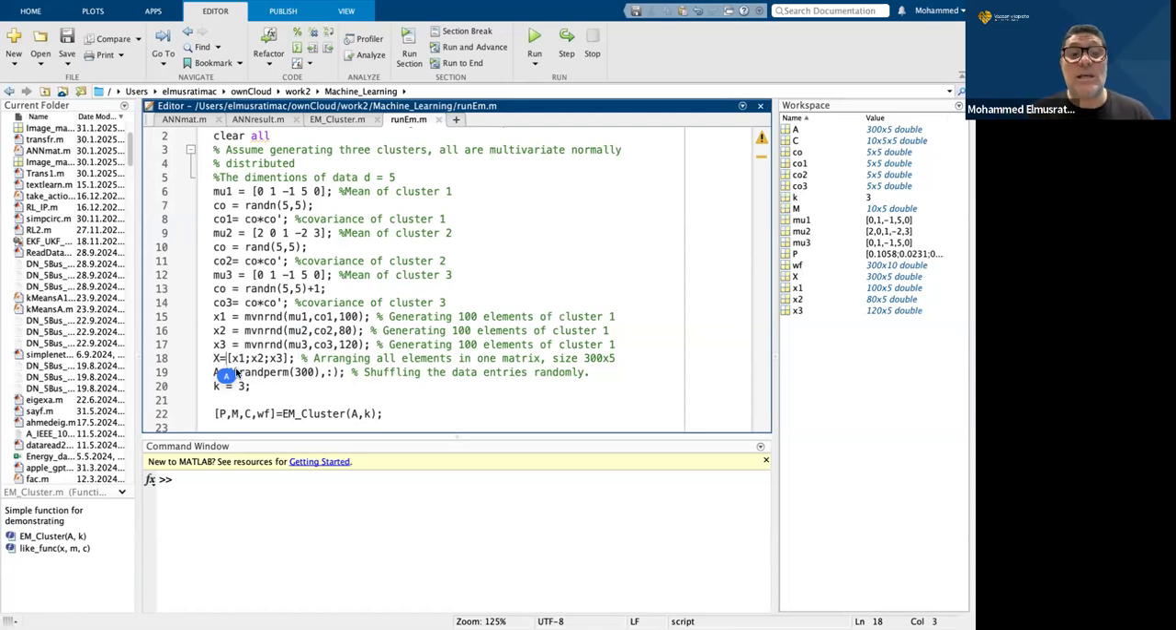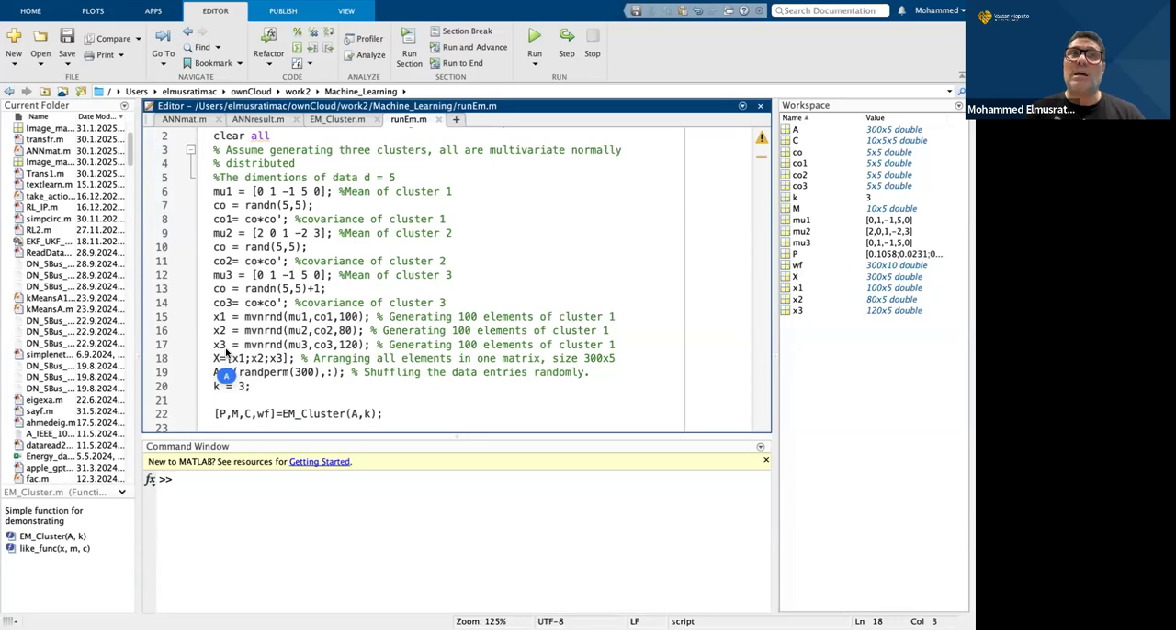Finally, I arrange all these numbers within one matrix. So now the X matrix contains X1, which is 100 elements, 5 columns. Under it, there is matrix 2, which is 80 rows and also 5 dimensions. And finally, the third matrix, which is 120 rows and also 5 columns again. So totally we have 300 rows and 5 columns. This is your data.